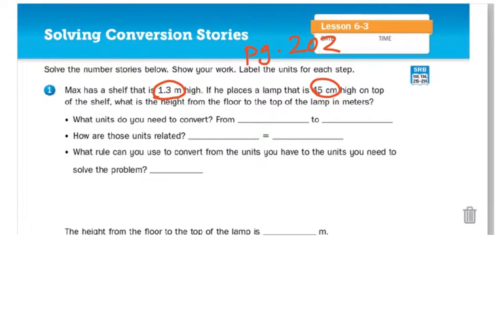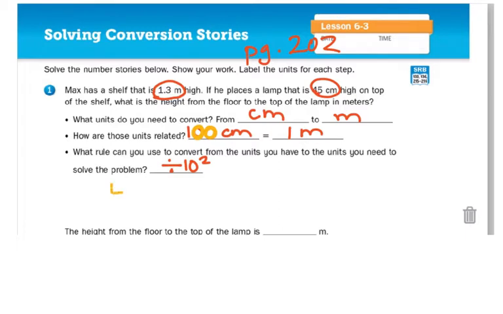So what units do you need to convert? Well, we are converting from centimeters to meters. And we know that there are 100 centimeters, we just found on the previous page, in 1 meter. What rule can you use to convert from the units you have to the units you need to solve the problem? Well, whatever our answer is, we're going to divide it by 10 to the second power. Where did I get 10 to the second power? Right here.